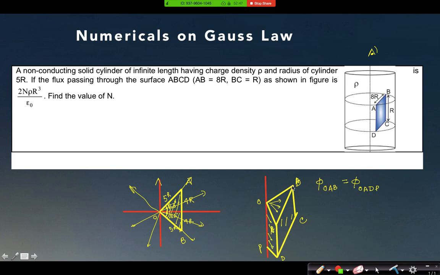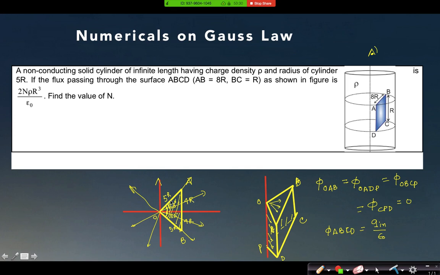Similarly, what will be the flux through OBCP? It is also 0. Similarly, what is the flux through CPD? 0. So what is the left out part? It's only the flux through ABCD, right? So can I say that it is only the Q inside this portion divided by epsilon naught? Yes, sir. Now can you find the volume of this prism type of thing that I have drawn?